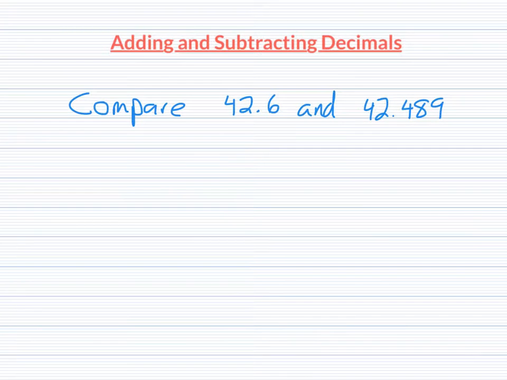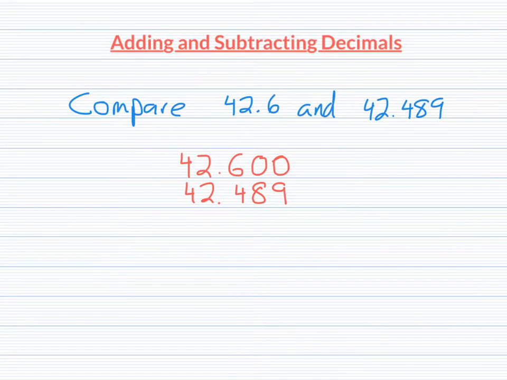Remember when we were comparing decimals, we want to line up the decimals by the decimal point. So if I have 42.6 and 42.489, if I line them up like this, it's a lot easier to compare the place values because we're comparing the tens with the tens, the ones with the ones, tenths, hundredths, thousandths. And remember, I can make this a little more clear by always adding a 0 in the missing place values.